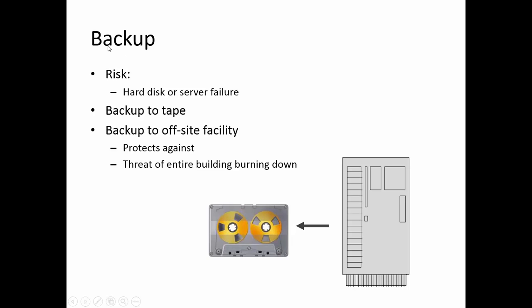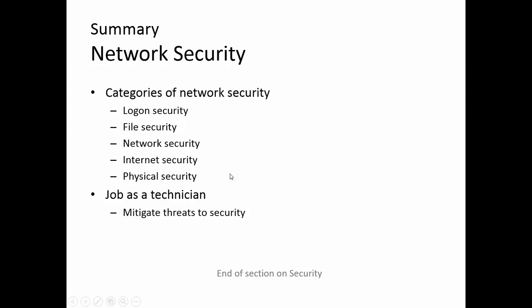Backups. A backup is where we copy all of the data which is on the hard disk of the server to a tape backup. And the reason we do this, the risk, is because the hard disk or the server could crash at any time. So typically we back up to tape. Now, another thing we could do is an off-site backup, which is a backup to cloud, and that would protect us against the threat of the entire building burning down, backup tapes included.